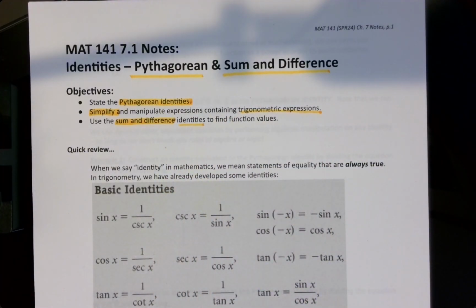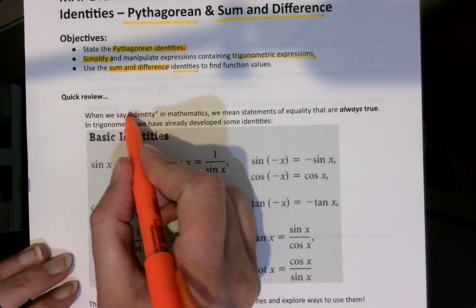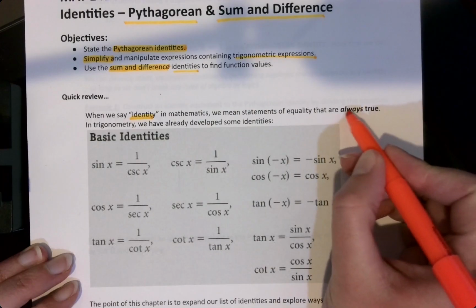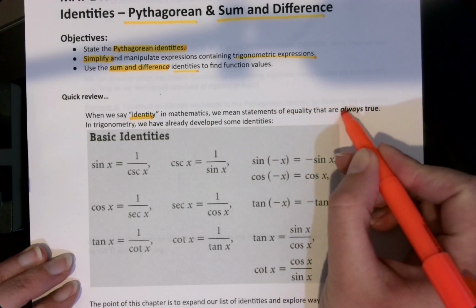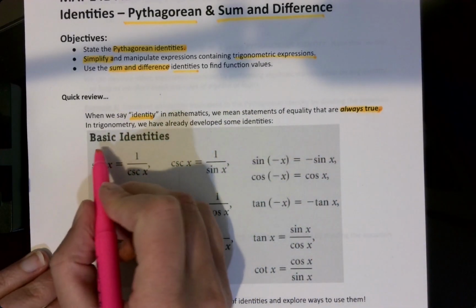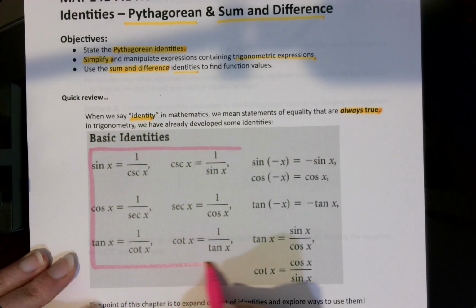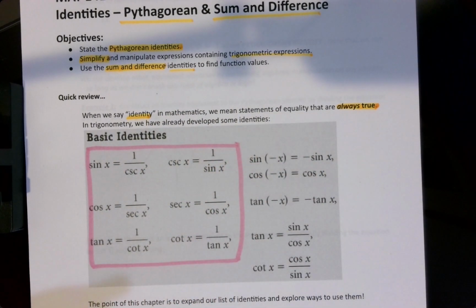Quick review. When we say identity in mathematics, we mean statements of equality or statements that are always true. In trigonometry, we have already developed some identities. So here we have a list of our basic identities. These 6 right here are the reciprocal identities. We've seen these before, and they go in both directions.